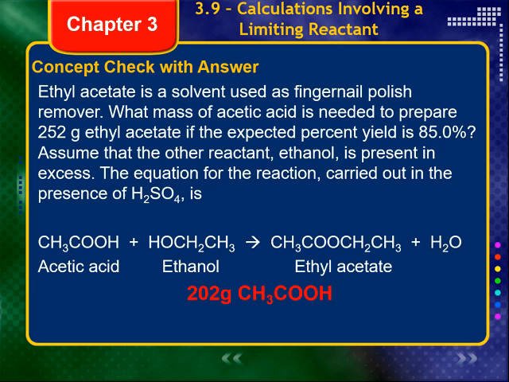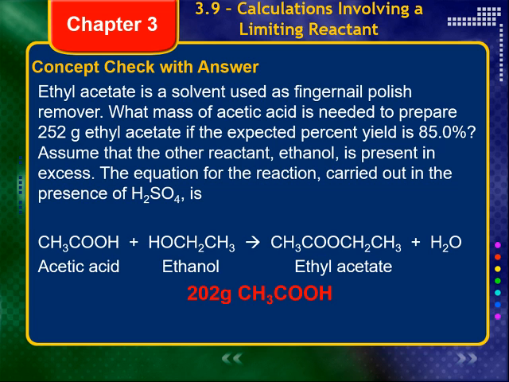So hey, there's an animation problem there. Pretend that answer isn't there. I was going to give it to you anyway, so whatever. Ethyl acetate is a solvent used in fingernail polish remover. What mass of acetic acid, CH3COOH, is needed to prepare 252 grams of ethyl acetate if the expected percent yield is 85.0%? Assume that the other reactant, ethanol, is present in excess, meaning you got plenty of that. That's not going to limit you at all.